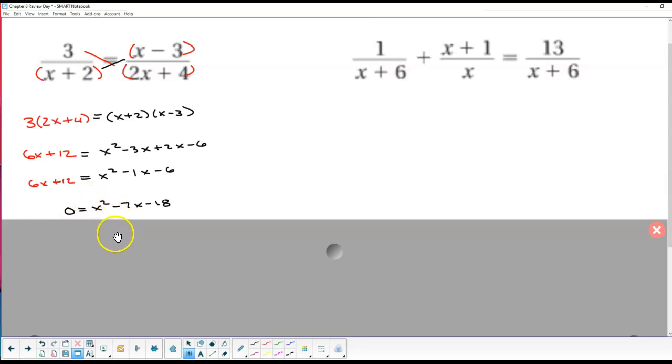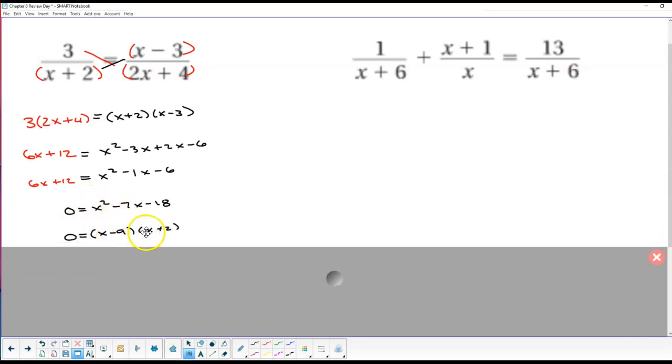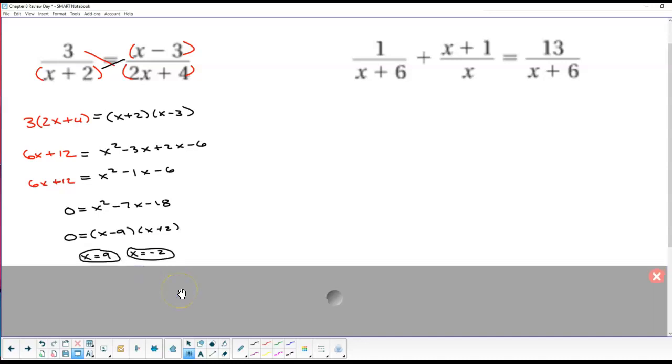Now we're at the point where we can factor the trinomial, if possible. Remember, if factoring doesn't work, then the quadratic formula would be our option for solving this. Set each parenthesis equal to 0, and we get 2 answers.